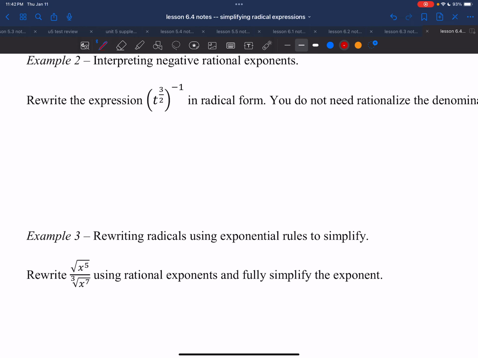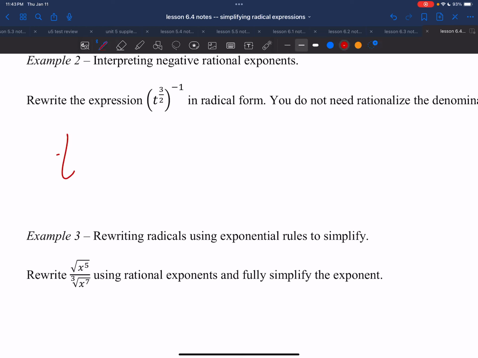I guess there's a few things you could do. You could say that t to the 3 halves to the negative 1 is, well, if you multiply them. Did I type this wrong? Did I mean negative 3 halves? I think that's what I wanted to have. But okay, I guess I messed this one up. I think I meant to write t to the negative 3 halves, so you could say, oh, well, what's that? Right? But whatever. This is t to the negative 3 halves. So I'm going to write that.